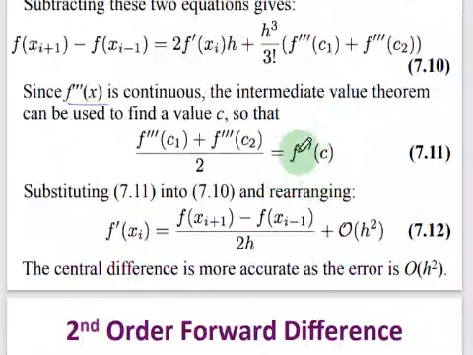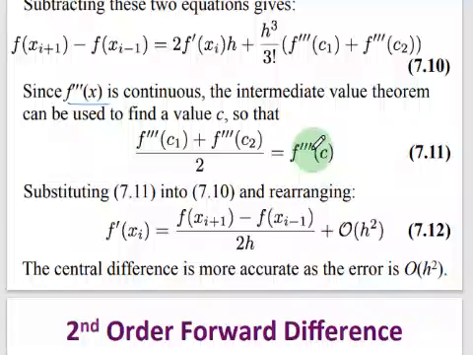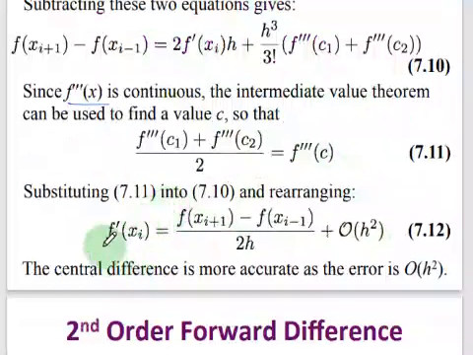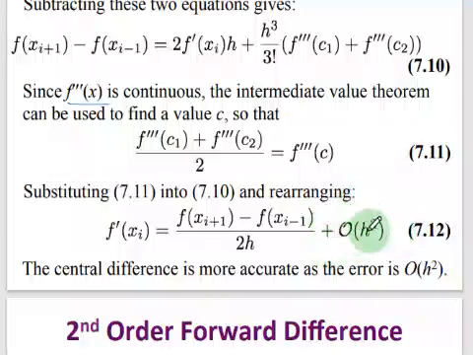Such that f triple prime of c is equal to this average, right? Then sub this one in, and then we get f prime evaluated at xi is equal to this central difference approximation. This is the central difference approximation to this one, right? And we get the order 2 error, h to the power 2, right?